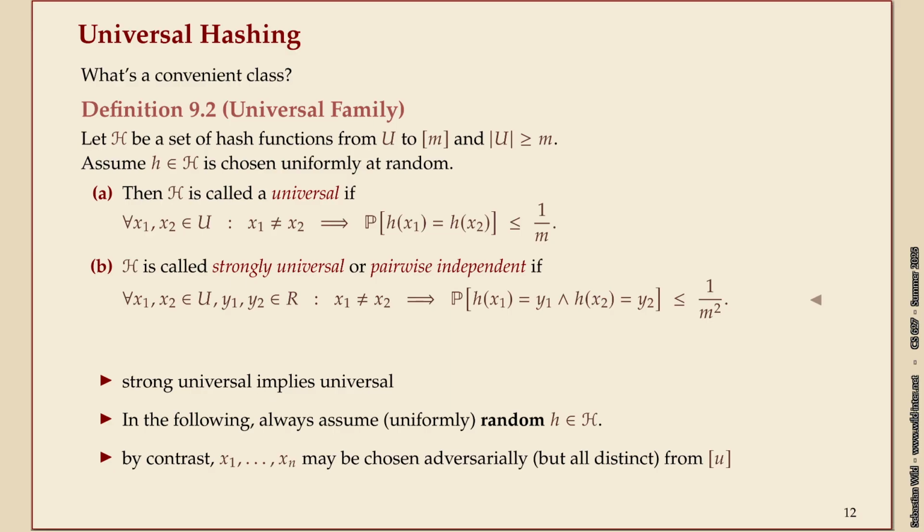You can easily show that strongly universal indeed implies universal, as the name suggests. But most of the analyses actually work with universal, so that's strong enough for the analysis we'll do. We'll always assume a uniformly at random chosen hash function from some such class, whereas the input data can then be completely adversarial. We don't care because we choose a random hash function, so we're defending ourselves against this.